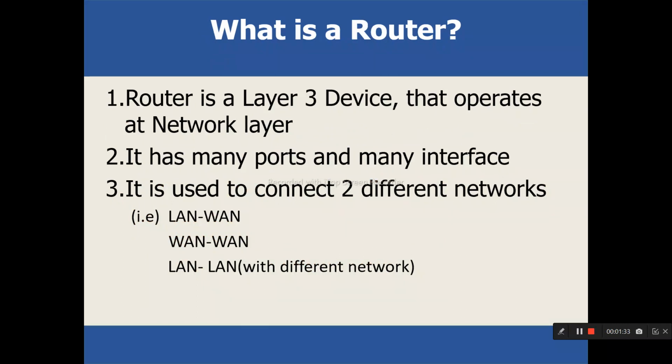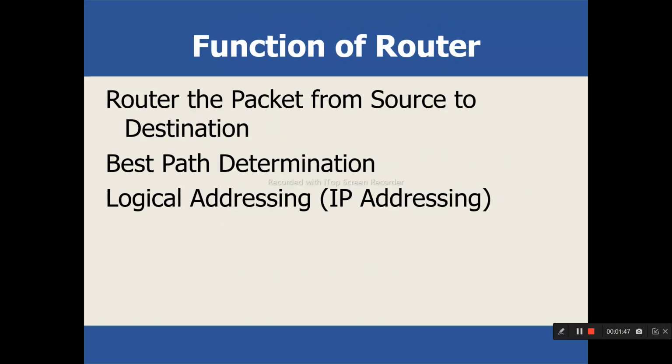So this one we discussed. It's a layer 3 device operating at the network layer. It has many ports and many interfaces available. It's used to connect two different networks: LAN to WAN, WAN to WAN, LAN to LAN if they are in different networks. Another function of a router is to determine the path, which is the best path.